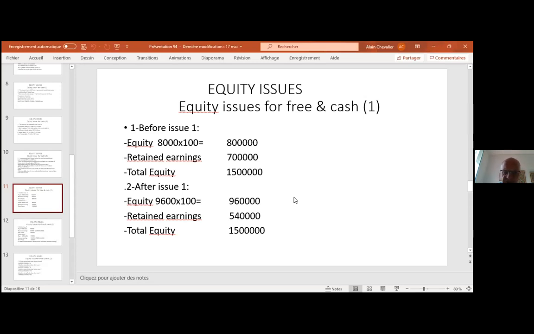You can calculate now the level of retained earnings by making the difference between the total equity level and the equity level. 1,500,000 minus 960,000, which is equal to 540,000. This is retained earnings. What's happened, in fact, when you consider these small calculations, is that you have a decrease in the level of retained earnings.